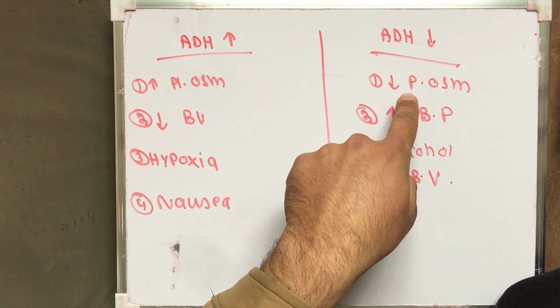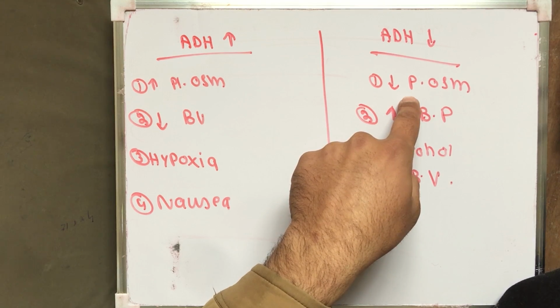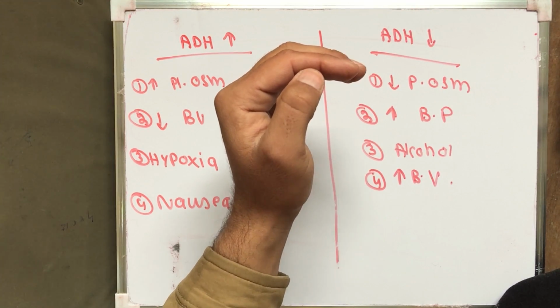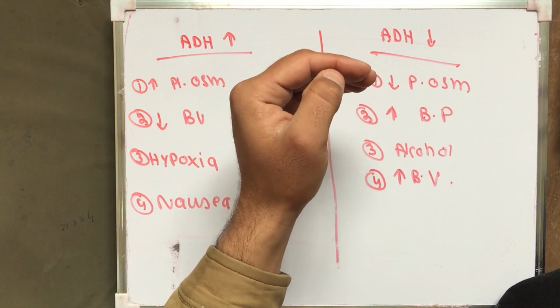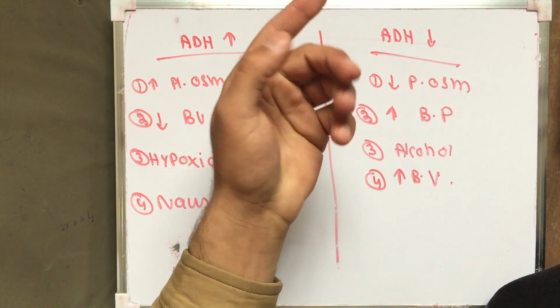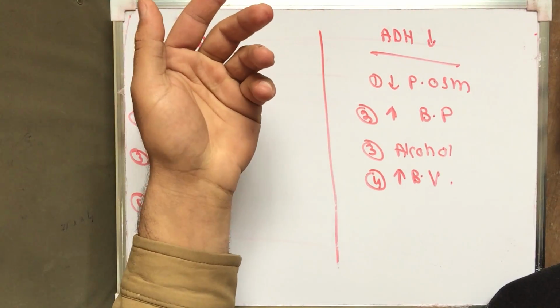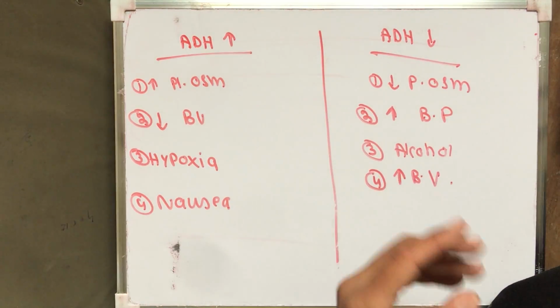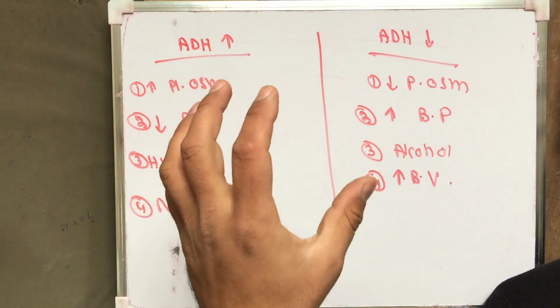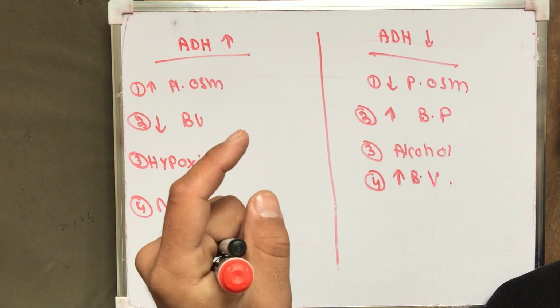If we have decreased plasma osmolarity or blood osmolarity, then ADH secretion is decreased, because we already have a lot of water in the blood. If we have high blood pressure, same condition, ADH decreases. Alcohol and increased blood volume also cause a decrease in the release of ADH. So this is something about the posterior pituitary.